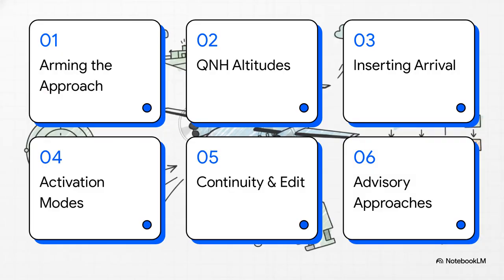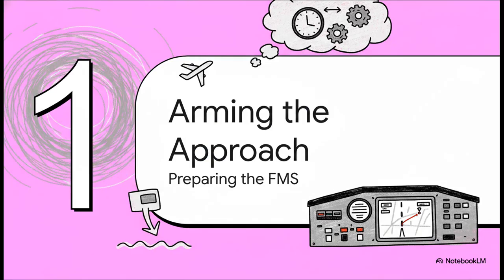Here is our flight plan for this explainer. 1. Arming the approach. 2. QNH altitudes. 3. Inserting the arrival. 4. Activation modes. 5. Continuity and editing. And 6. Advisory approaches.